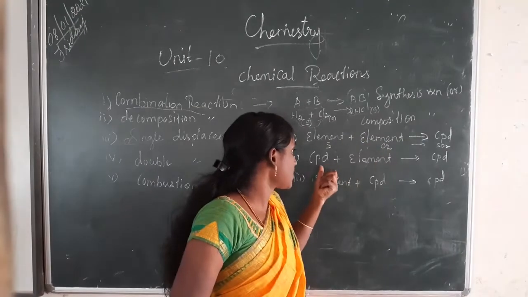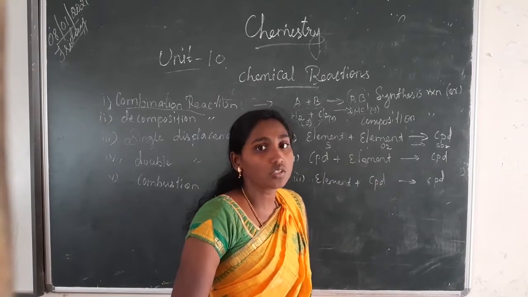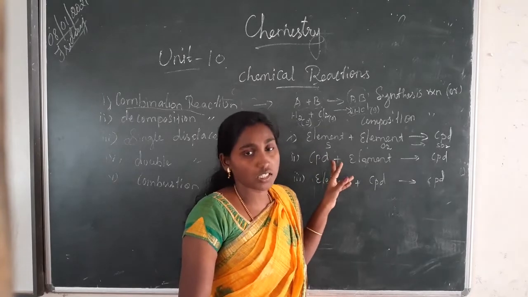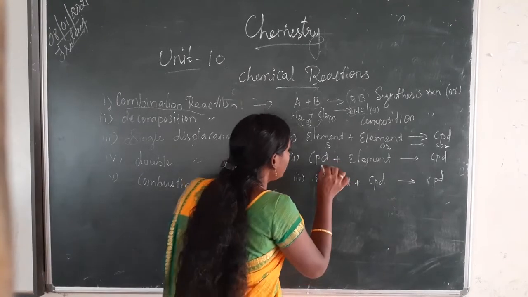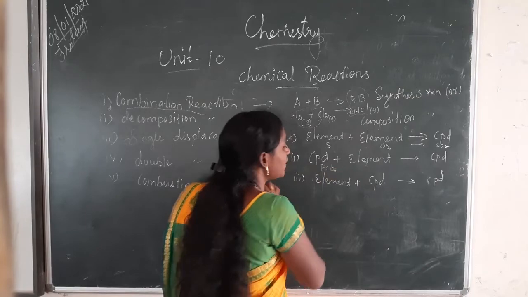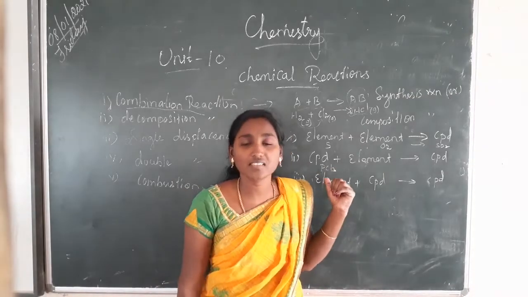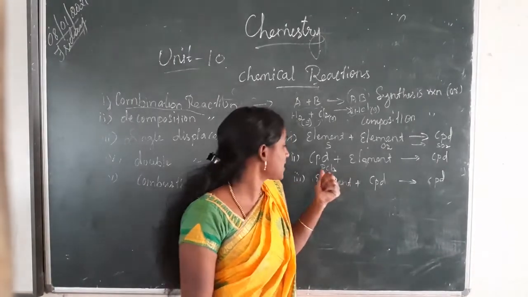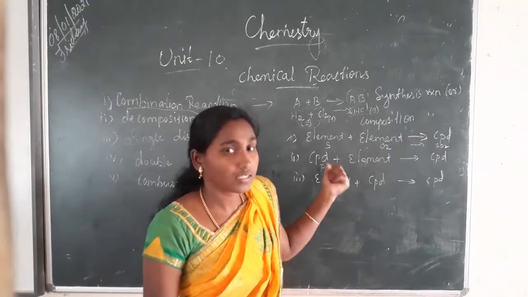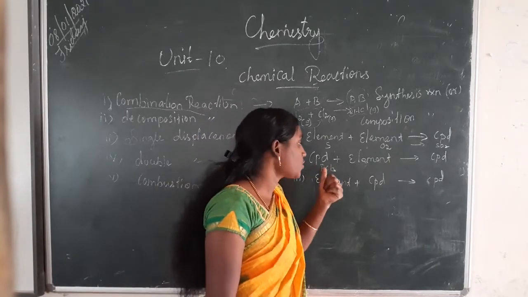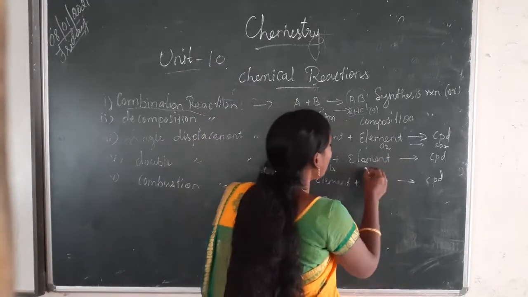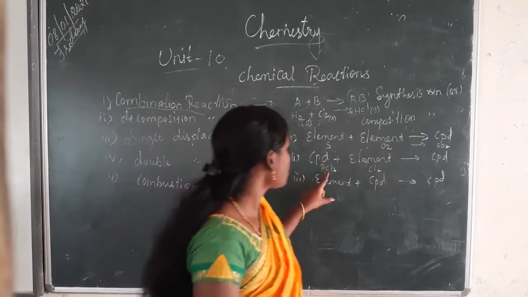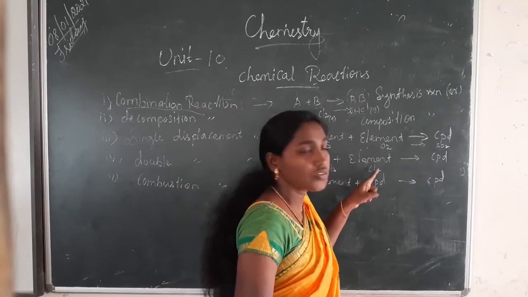Then next, compound plus element gives compound. Here we need to write one compound, PCl3. Can you say this name? PCl3 is phosphorus trichloride. Then this phosphorus trichloride reacts with one element, chlorine, a single element.